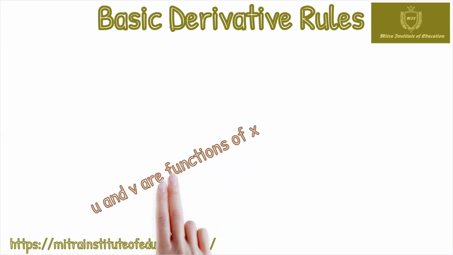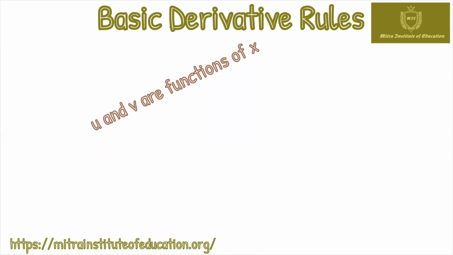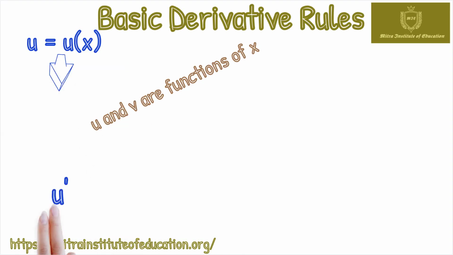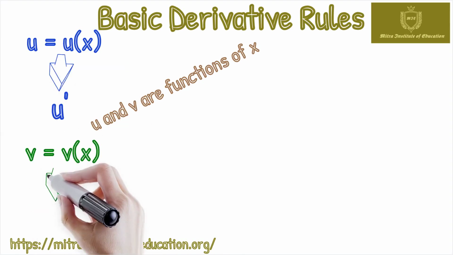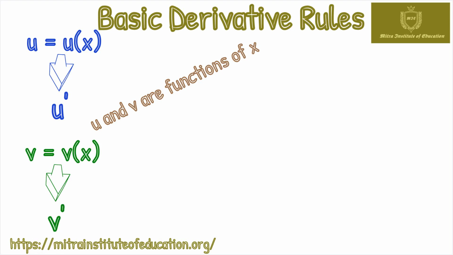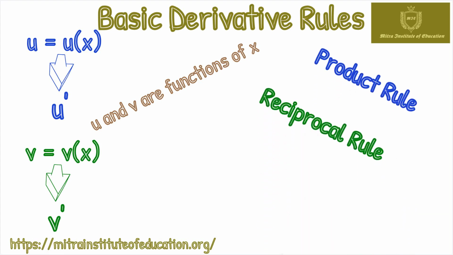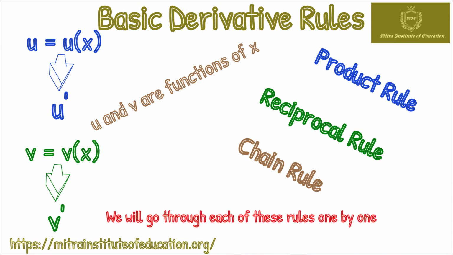Assume that u and v are functions of a variable, such as x. The derivative of u is called u prime, and the derivative of v is called v prime. Next, we will explore some important derivative rules, including the product rule, the reciprocal rule, and the chain rule. We will go through each of these rules one by one with examples to help solidify your understanding.